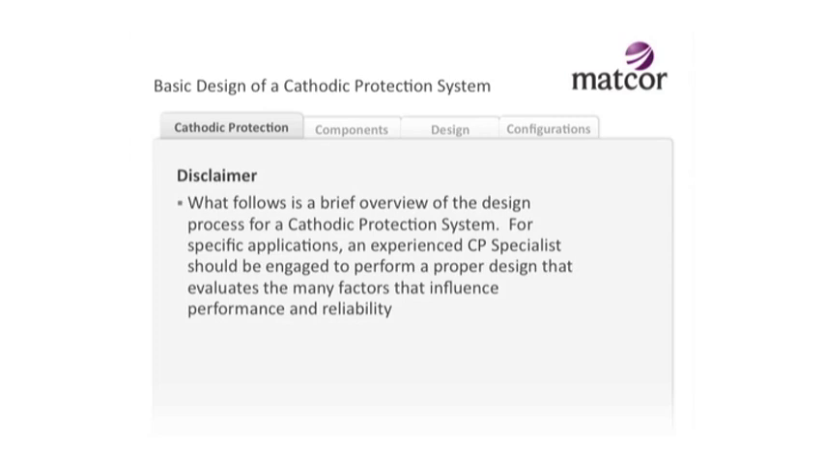I'm going to get into a little bit of design theory here. This is not intended to make any of you designers of CP systems, but just to give you an idea of what information we tend to look for and how we go about designing CP systems. Okay, so there's my legal disclaimer. Just because you sat here 10 minutes listening to me talk about design, don't do it at home.